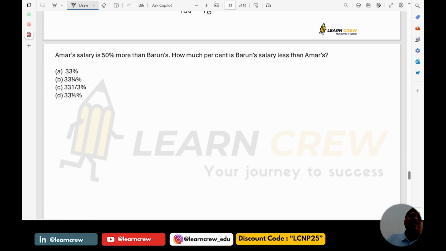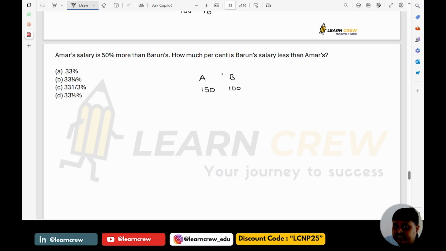Next. Amar's salary is 50% more than Varun's. How much percentage is Varun's salary less than Amar's? It is also now an important concept. Now we are going to introduce one more module or concept. Amar's salary is 50% more than Varun's. Amar and Varun both are there. So if Varun is 100, Amar is 150. Amar's salary is 50% more than Varun.